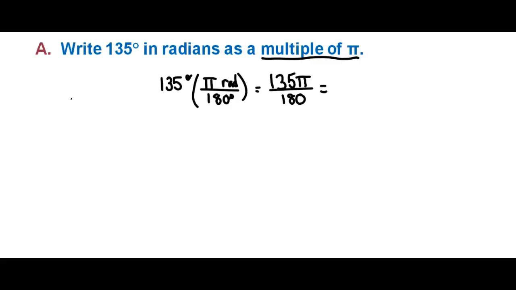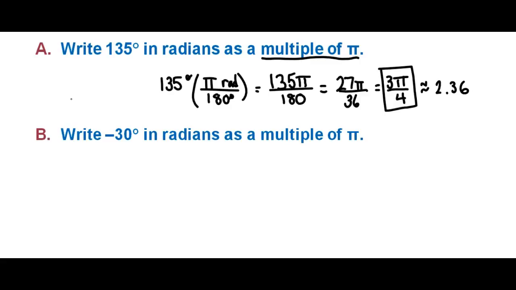And let's simplify the 135 over 180. If we divide both by 5, we get 27 pi over 36. And we can now divide top and bottom by 9, and that's going to give us 3 pi over 4. And again, if you did want to approximate that, if they weren't asking you to write it as a multiple of pi, you could say 2.36.